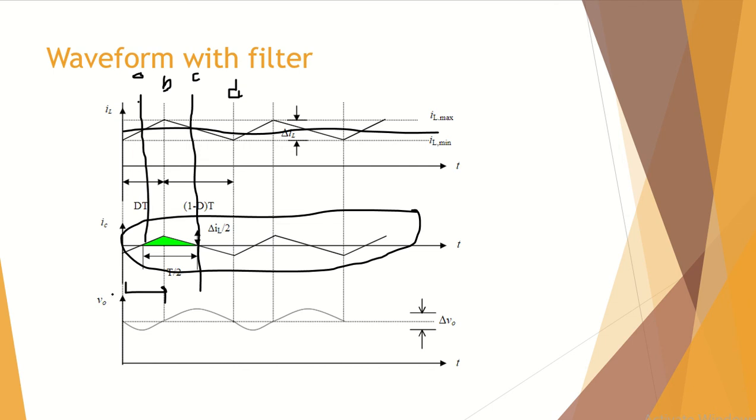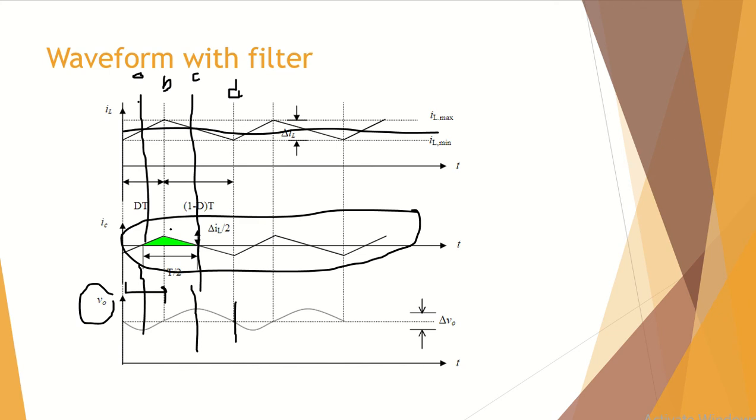So what about the output voltage? As you can see over here, till this point our capacitor is discharging, so the output voltage decreases. From this point to this point, the capacitor is charged, so the output voltage increases, and again it is discharging, so the output voltage decreases. Since the capacitor is connected in parallel with the load, the charging and discharging of the capacitor will appear across the output voltage.